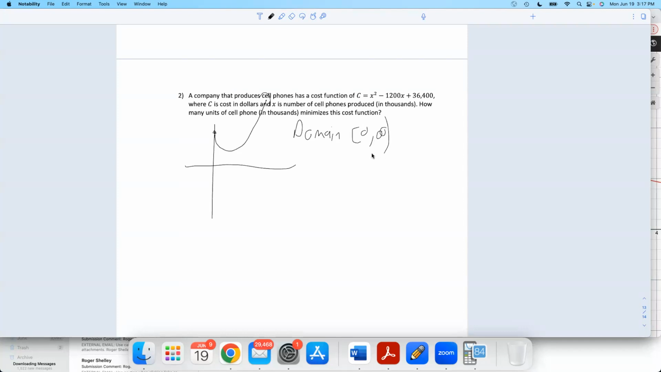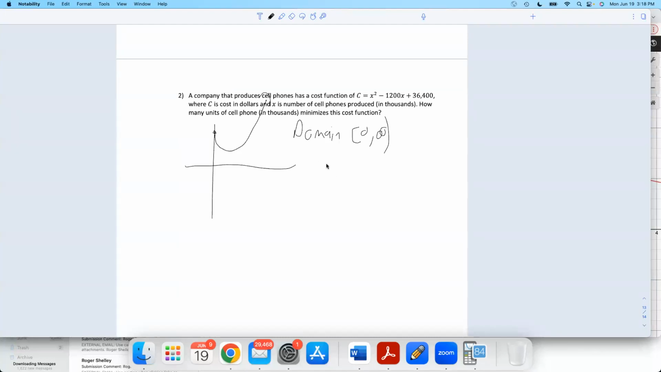Now, this is not a bounded closed interval, so the extreme value theorem doesn't apply. The extreme value theorem doesn't guarantee us a global minimum, but the picture does. It's a parabola that points up. You know it's going to have a minimum value. You even know where it is. You know it's at the vertex. You know how to find the vertex.